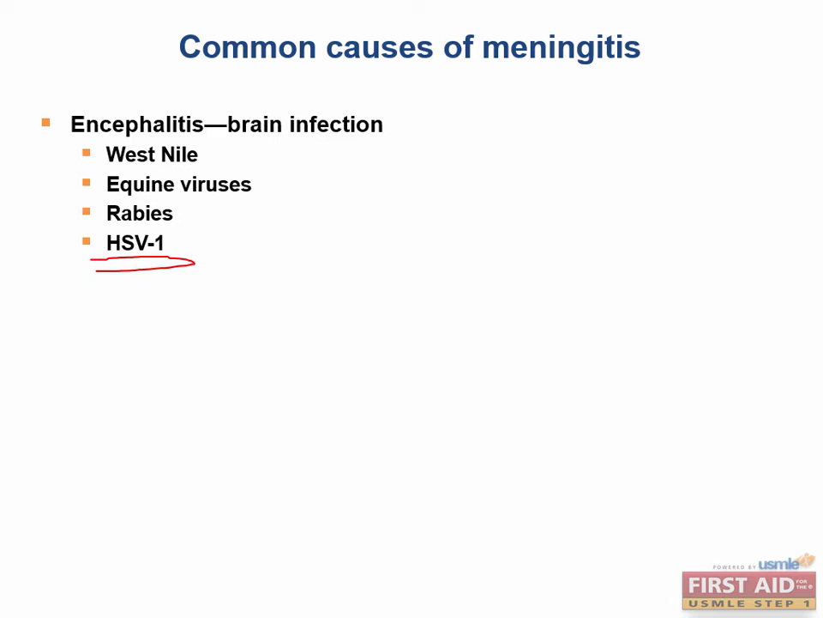Do you remember which type? It causes encephalitis of the temporal lobe. What diagnostic test would you use to detect HSV1? The test of choice is to do a PCR of the spinal fluid to test for viral DNA.